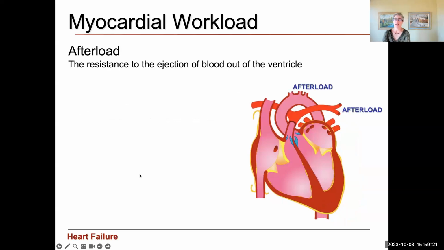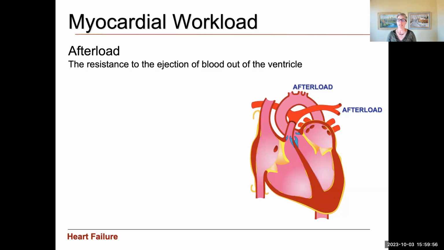So the other parameter is called afterload. So when you think about preload and afterload, you need to kind of separate them out. So we're going to forget about preload because that loaded the heart as the ventricles were about to contract. But now we need to recognize that there is a pressure, and that pressure generates resistance to the movement of blood through the arteries. Okay, so what we define as the afterload is really the resistance to the ejection of blood out of the ventricle during systole.